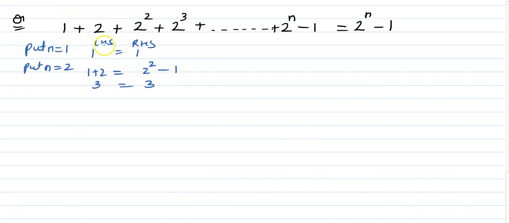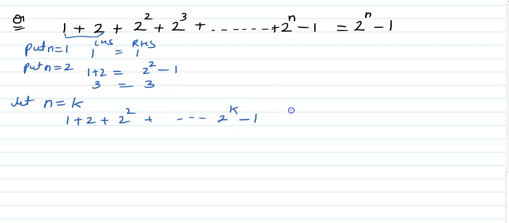So if you put n equal to 1 here, left hand side is 1, right hand side is 1. Put n equal to 2. So you get first two terms like 1 plus 2, here you got 3, and 2 square minus 1, that is 4 minus 1 is 3. Now let it be true for n equal to k. If it is true for n equal to k, it will be 1 plus 2 square, up to 2 to the power k minus 1, and that should be equal to 2 to the power k minus 1. Okay, now we need to show that it will be true for n equal to k plus 1.